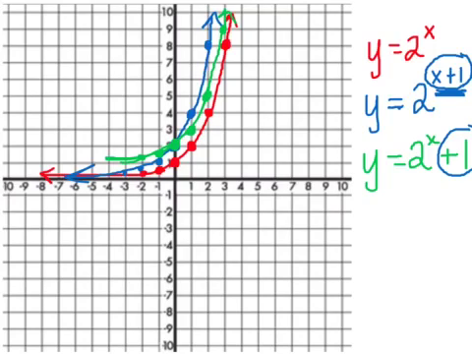And one thing I want you to notice is that if it's inside the function and it does a left-right shift, that's not going to change the asymptote in any way. The asymptote is still the x-axis. In other words, the function is getting closer and closer to that asymptote, but never is going to touch or cross over it.